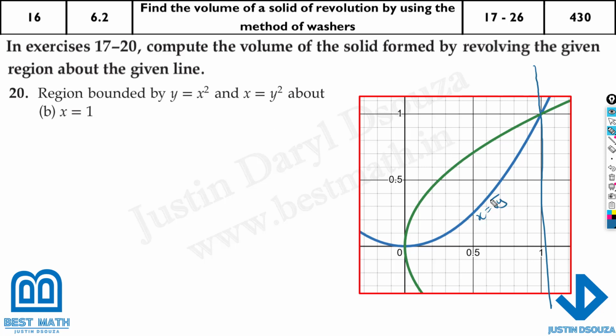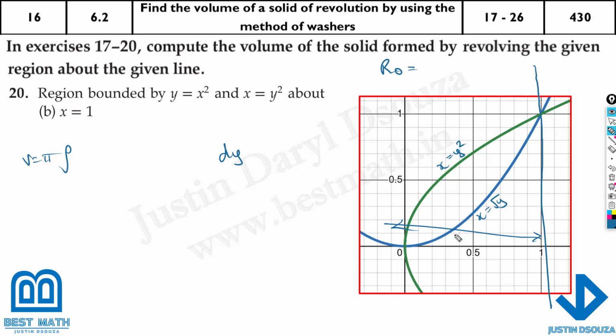x is equal to square root y, and x is equal to y squared. Why am I writing this? Because even if it's along x is equal to 1, it will remain dy. Volume will be pi and everything, and it's dy itself, isn't it? So now from this point, how much is the distance to this line? From this to this line, the outermost radius. Outer radius, it is not just this equation, it's the outer radius 1.